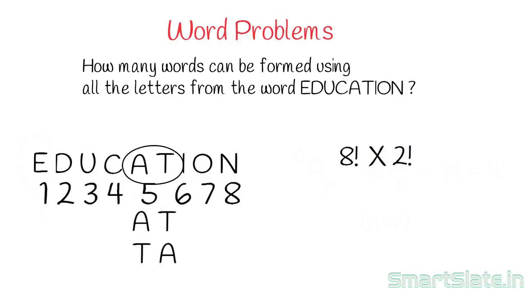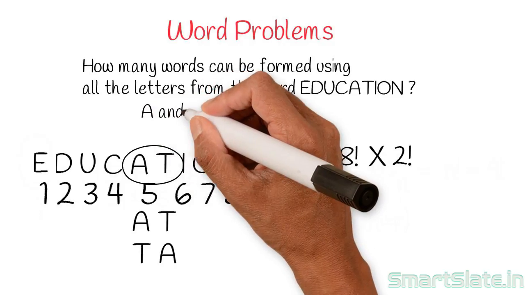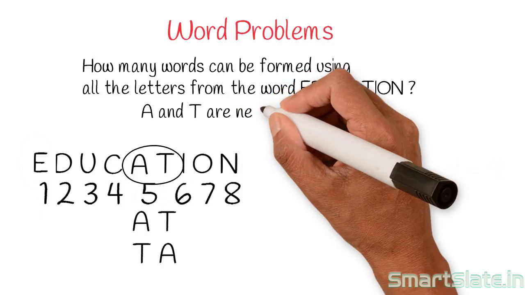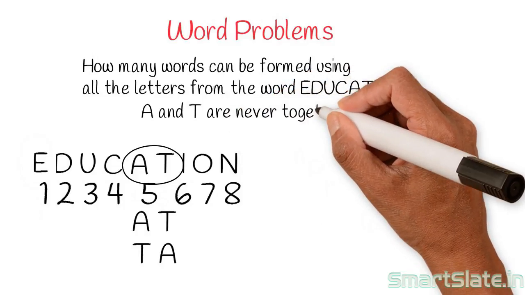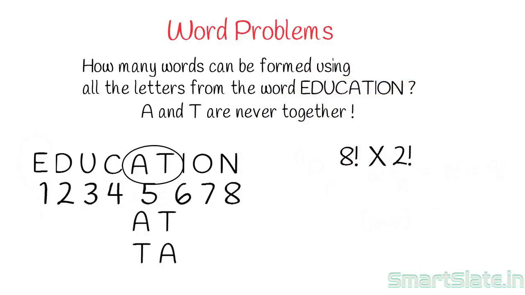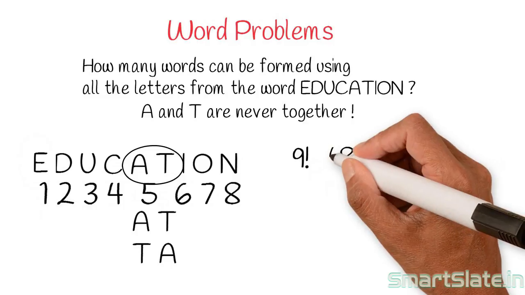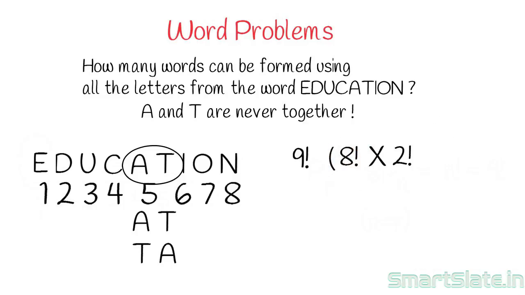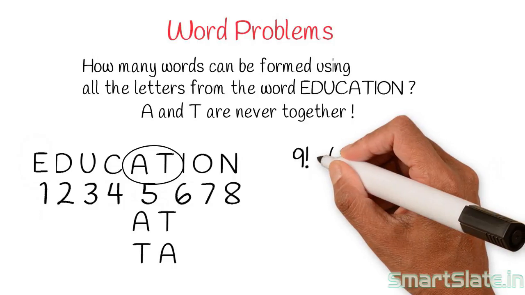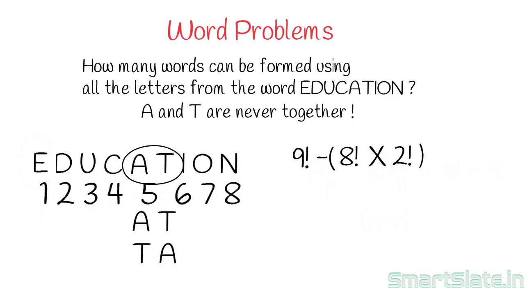I have a quick question. What are the possible combinations where A and T are never together? Answer is very simple. We know total number of possible permutations is 9 factorial. We also know the number of possible words where A and T are together, which is 8 factorial into 2 factorial. Subtract 8 factorial into 2 factorial from 9 factorial, you get the answer.